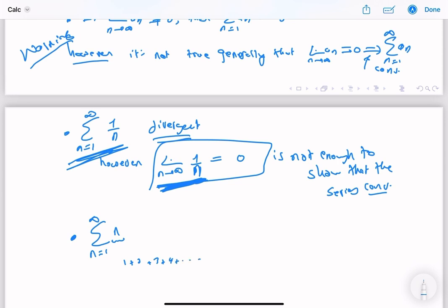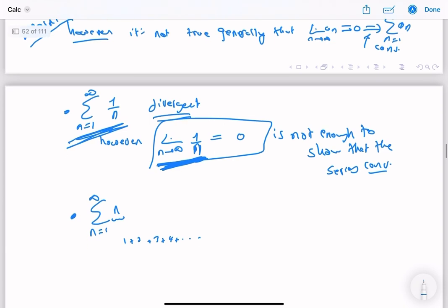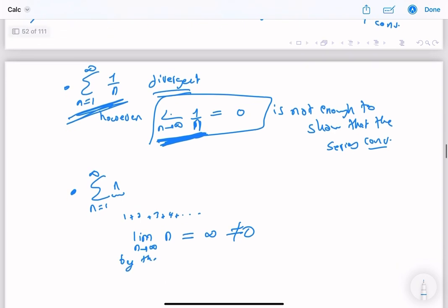As you see, you expect that this sum is not convergent, right? Because you're adding bigger and bigger numbers, so it's going to infinity. The way you can prove this is that you take the limit of this summand as n tends to infinity, and you see that this limit is infinity. But infinity is not equal to 0, and thus by the nth term test we know that this series is divergent, right?